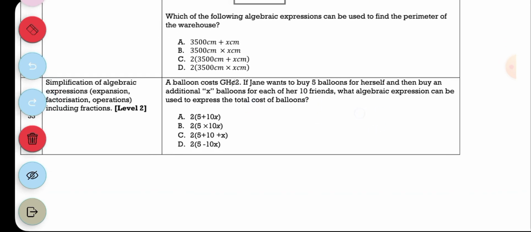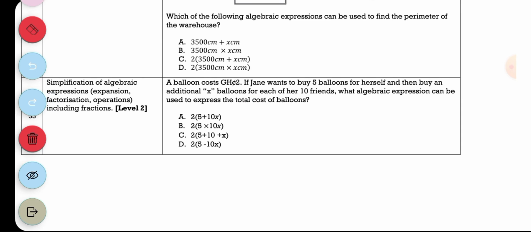33. A balloon costs 2 Ghana cedis. If Jane bought 5 balloons for herself and then buys an additional x balloons for each of her 10 friends, what's the algebraic expression that can be used to express the total cost of the balloons?